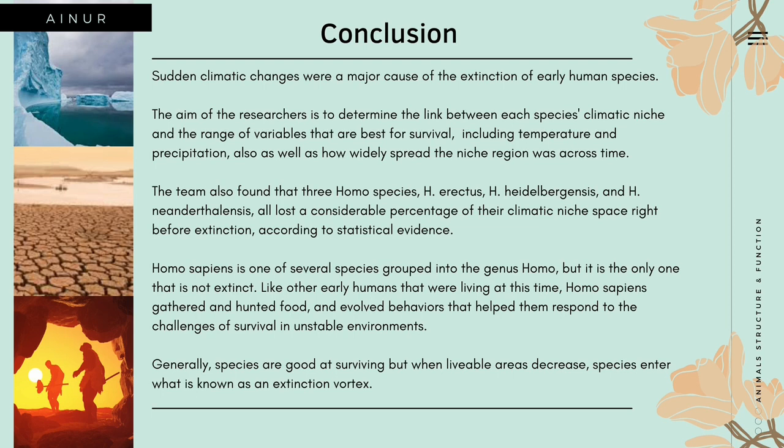Homo sapiens is one of the several species grouped into the genus Homo, but it is the only one that is not extinct. Like other early humans living at this time, Homo sapiens gathered and hunted food and evolved behavior that helped them respond to the challenge of survival in unstable environments. Generally, species are good at surviving, but when livable areas decrease, species enter what is known as the Extinction Vortex.